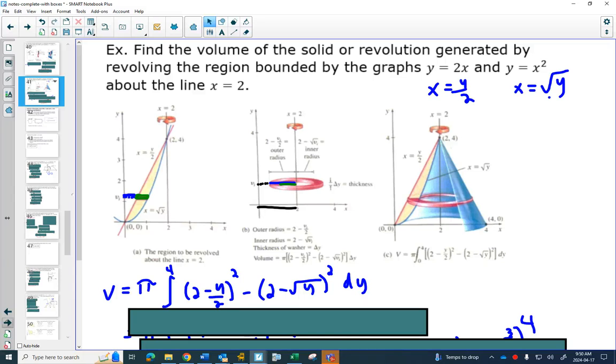That's my big radius, so it gets squared. Then I need to subtract my small radius. Well, my small radius, same idea. I would know this length is the square root of y. That dotted black line is the square root of y. So if I want to find this inner radius here, and I know this length, I would have to take 2 minus the square root of y, and that would be my small radius.